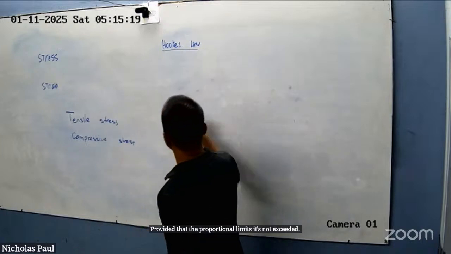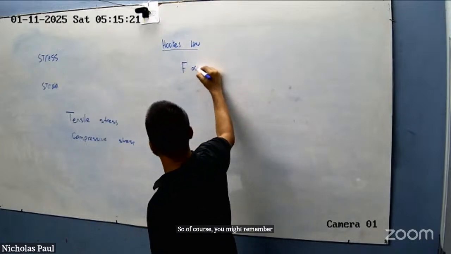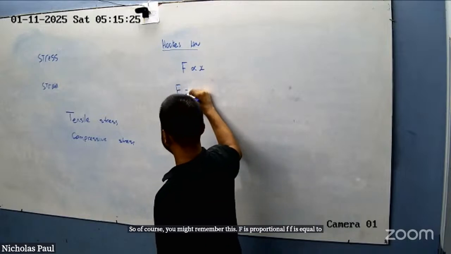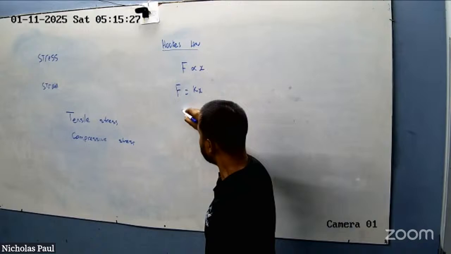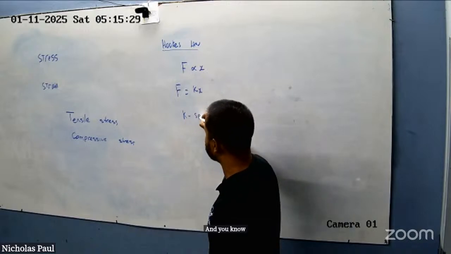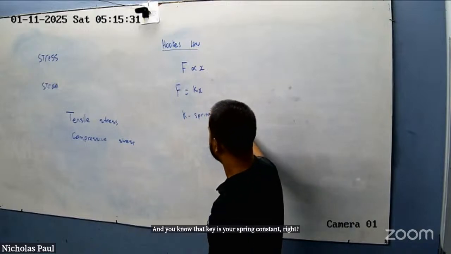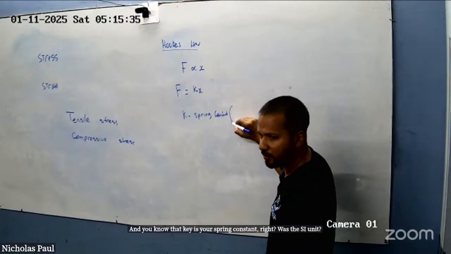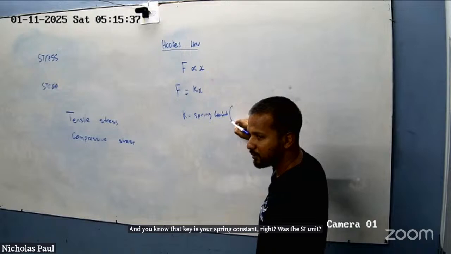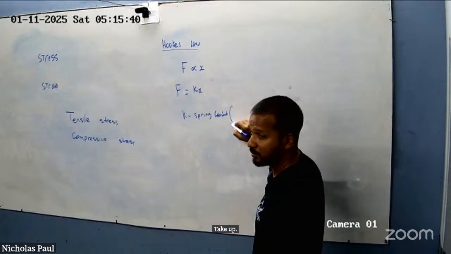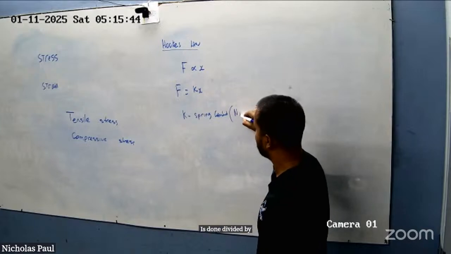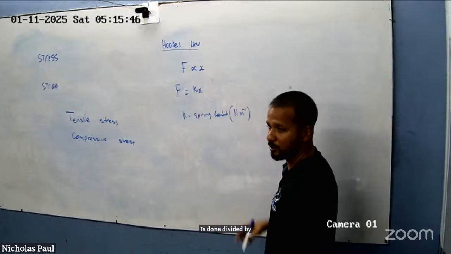You might remember this: F is proportional to x, F equals kx. K is your spring constant. What's the SI unit of k? Newton divided by what?